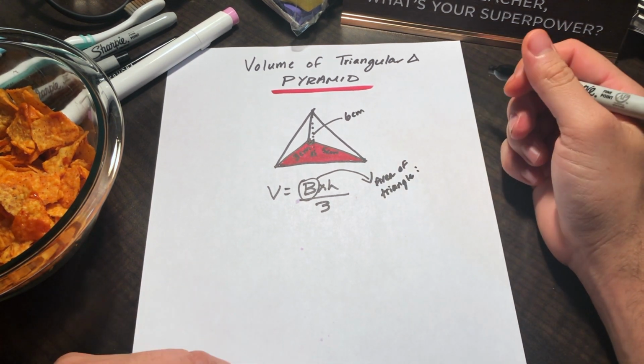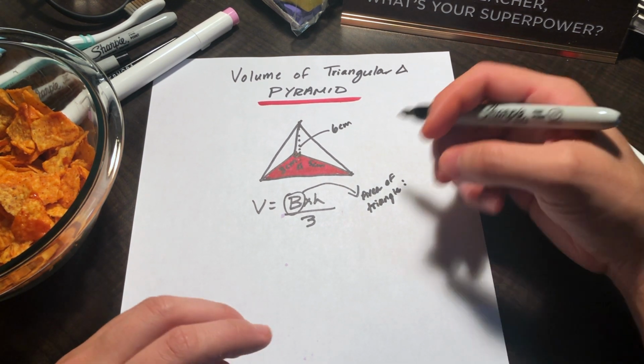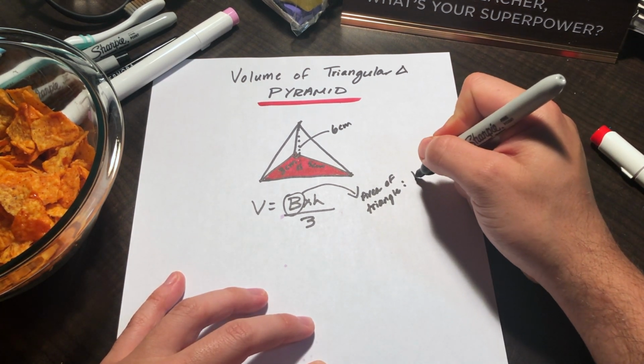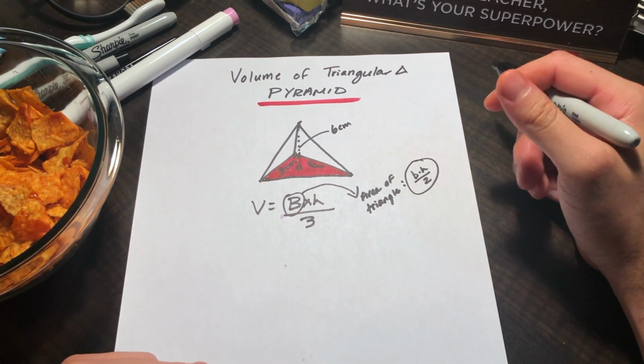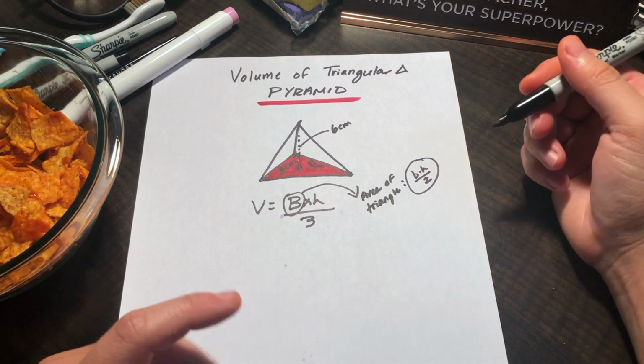So do y'all remember how to find the area of a triangle? Remember, it was a formula from a couple weeks ago when we learned about triangles. Well, the area of a triangle is base times height divided by 2. Remember that formula from a while back? So to find the area of that triangle, it's base times height divided by 2.